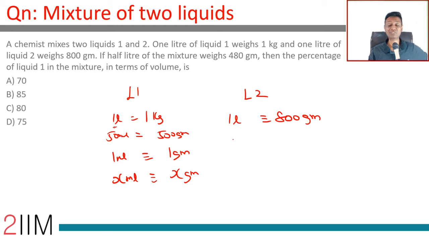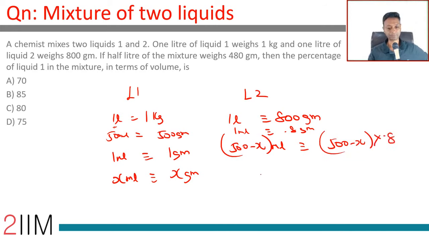Wonderful. Half a liter of the mixture weighs 480 grams. So x ml measures this, and the other is half a liter, 500 minus x ml. How much would this measure? 1000 ml, 1 ml measures 0.8 grams. So 500 minus x will be (500 minus x) into 0.8, which is 400 minus 0.8x. I'm calculating the total mass: (500 minus x) into 0.8 plus x. This is equal to 480.